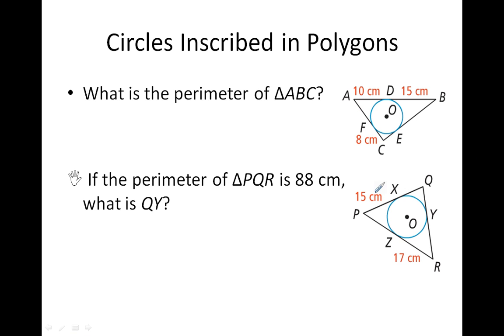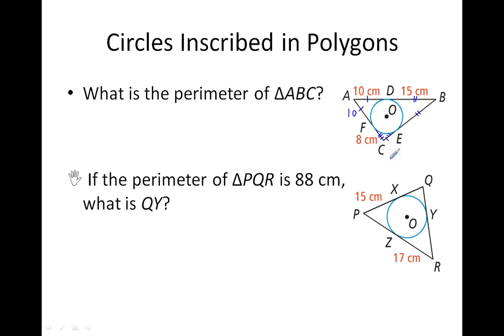Now remember, we talked about if we have two tangents that share an endpoint outside the circle, then they're equidistant. So I want to find the perimeter of triangle ABC. Well, these tangents here share endpoint A, so that means they're congruent. These two tangents share endpoint B, so that means those two parts are congruent. Same thing down here. So I can fill in some missing information.